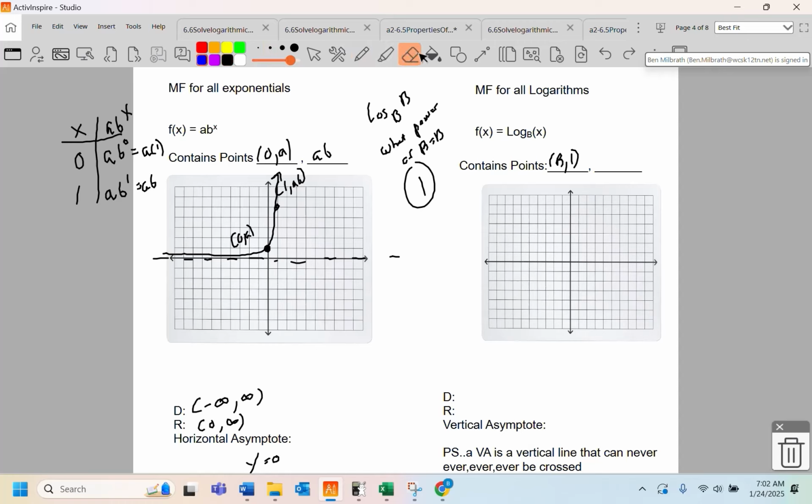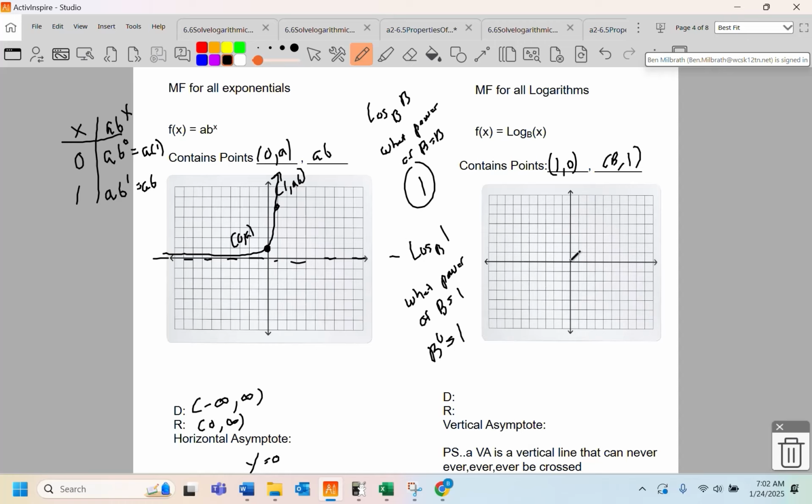Now, something else they contain, and I probably should have put it first, so let me put b1 in the second place, is they contain 1, comma 0. So if you take a logarithm, base b, and you feed it a 1, it says what power of b is equal to 1? And the answer to that is b to the 0, because anything to the 0 is 1.